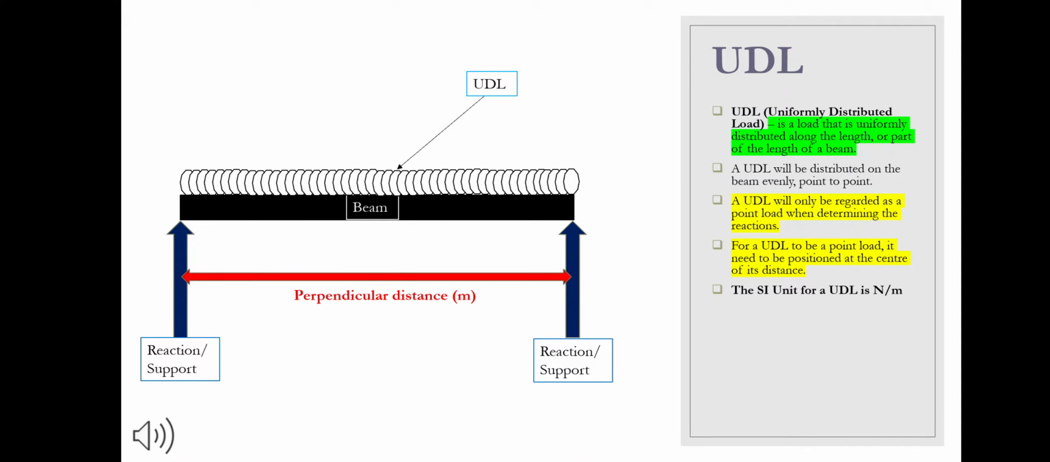UDL, which simply stands for Uniformly Distributed Load, is a load that is uniformly distributed along the length, or part of the length of a beam. A UDL should not be confused with a point load because it is not concentrated at a specific point but is distributed for a certain portion on the beam, sometimes throughout the beam. A UDL is allowed to act as a point load only if you are calculating reactions. If this is the case, a UDL will have to be positioned at the center of its distance before calculations can take place.